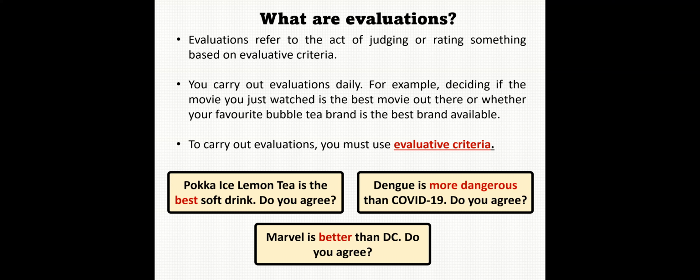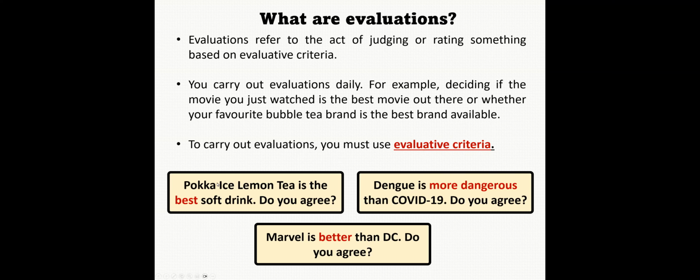Or is this the best bubble tea brand? You will have to judge it based on a criteria. This criteria might be price. This criteria might be taste. This criteria might be the number of cups of bubble tea that they sell every day. To carry out evaluations, you need to use evaluative criteria. I will share some with you later that you can use in your essay. So basically, you guys are doing evaluations every day. This is not something new to all of you.